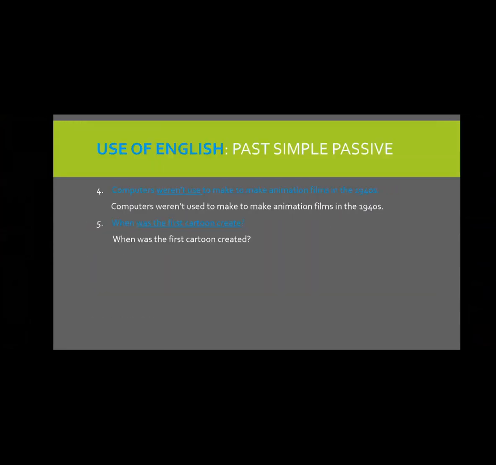Okay, now move towards the next one. The computers wasn't used to make the animation films in the 1940s. The computer wasn't used to make, wasn't used, because we are using here the passive voice. And in the passive voice, you need to use the third form of verb. Now move toward the fifth one. When was the first cartoon created? So the answer is, when was the first cartoon created?